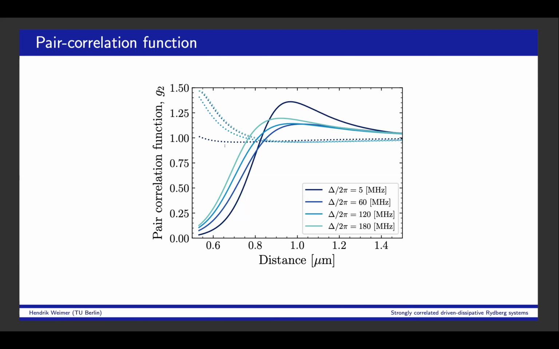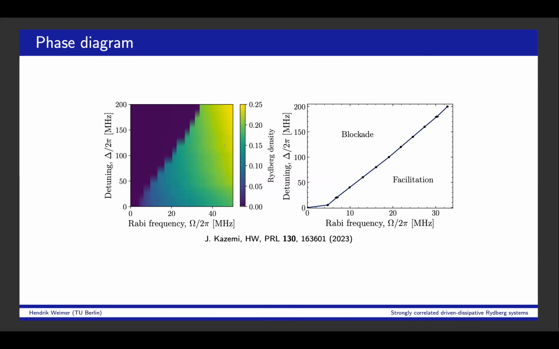And you see that below the transition, so the solid lines are below the transition, you get something which resembles the standard Rydberg pair correlation function that you, for instance, also find in many-body ground state calculations. And this has this standard blockade profile. However, when you go above the transition, what we find is that this becomes uncorrelated.